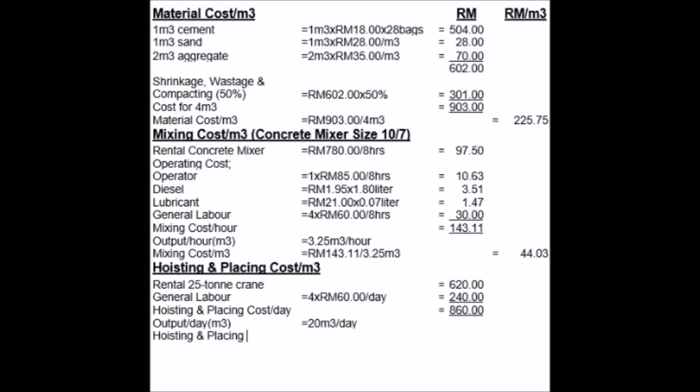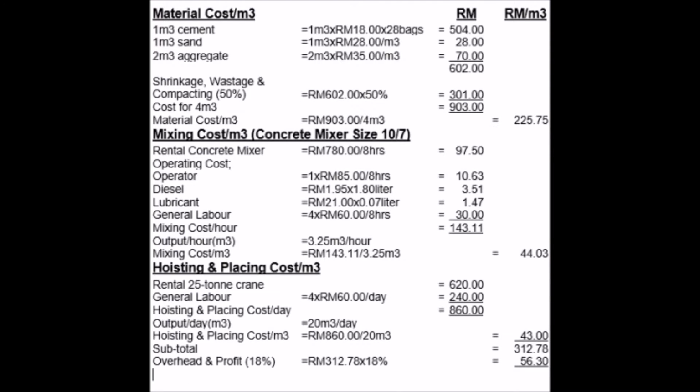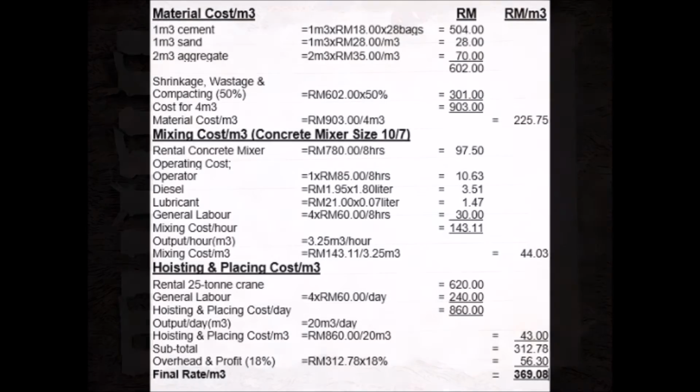For the hoisting and placing, we require 1 rental of a 25 ton crane, 4 general labours, and then the total hoisting and placing will be divided by the output per day, and we add the material mixing cost and also the hoisting and placing cost, then we add 18% overhead and profit, then the final rate we will get is 369 ringgit and 08 cents.